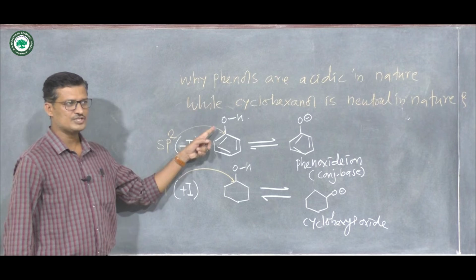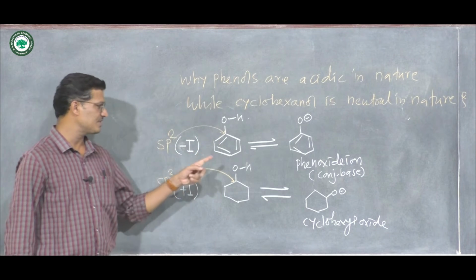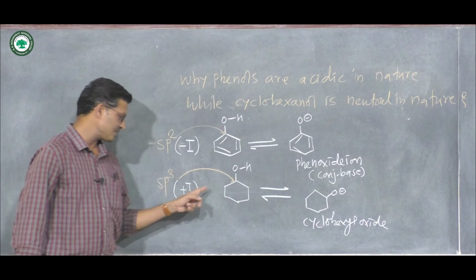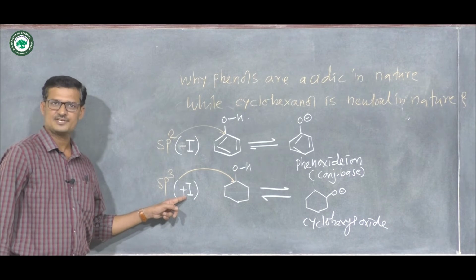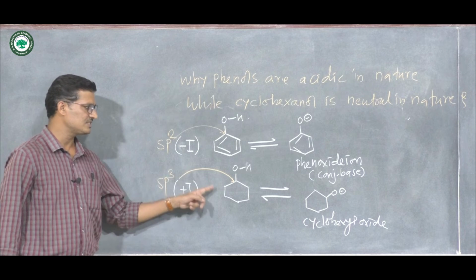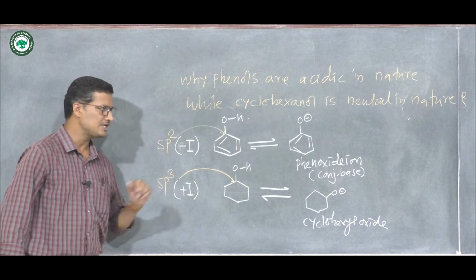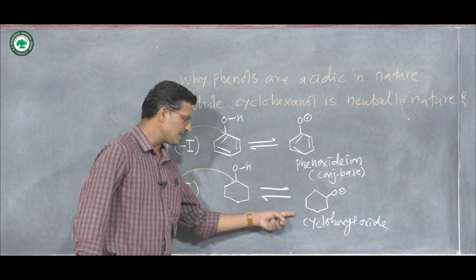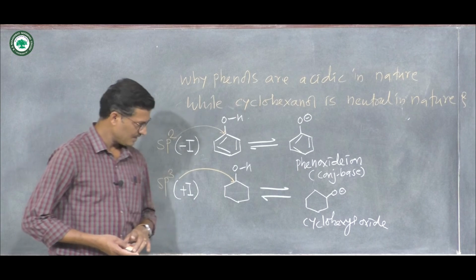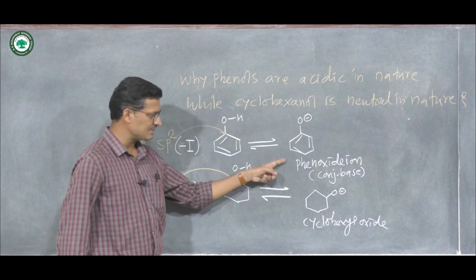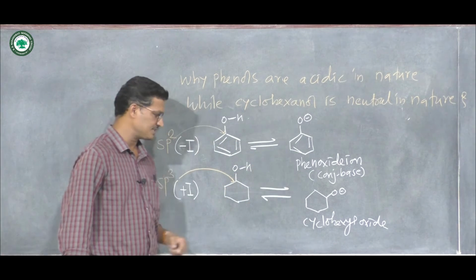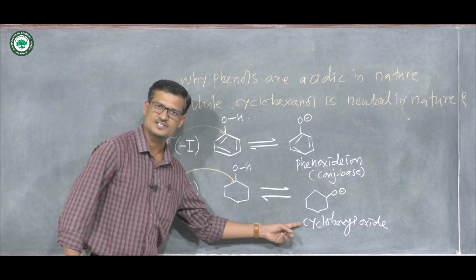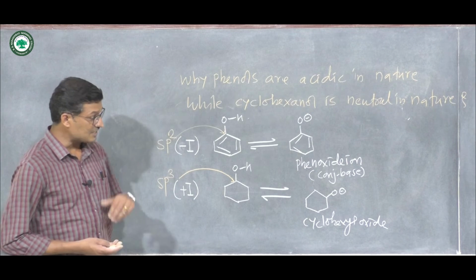So, in phenol the OH is attached to an sp2 carbon and gives the minus I effect. In cyclohexanol the OH group is attached to an sp3 carbon and gives the plus I effect. That's why phenol is acidic and cyclohexanol is neutral in nature. But now when we think about the stability of the conjugate base: phenol after dissociation gives the phenoxide ion, which is a conjugate base, and cyclohexanol after dissociation gives the cyclohexyl oxide, also a conjugate base.